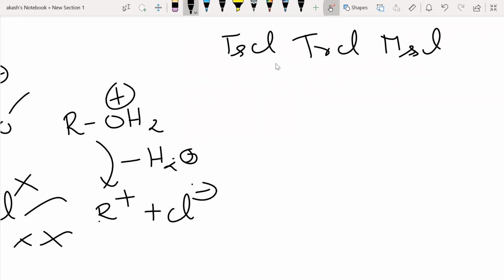Okay, so what is this? Don't worry, you don't have to worry about much. This tosyl is pretty simple. Tosyl is toluene sulfonyl. So this is how the structure would be.